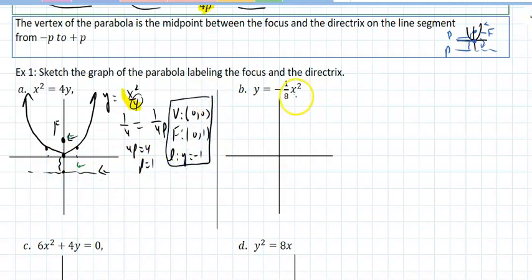If I look at the second line, now, I know that this parabola opens down from 0, 0. If I move 1 to the right, I move down 1/8. And I move 1 to the left, down 1/8. So this parabola is a lot wider.